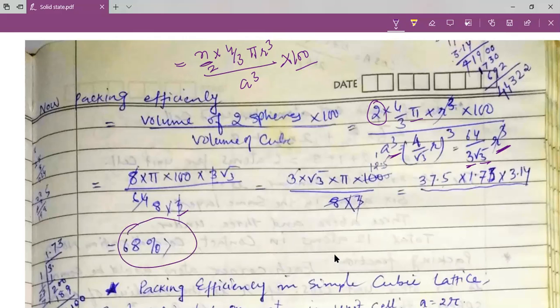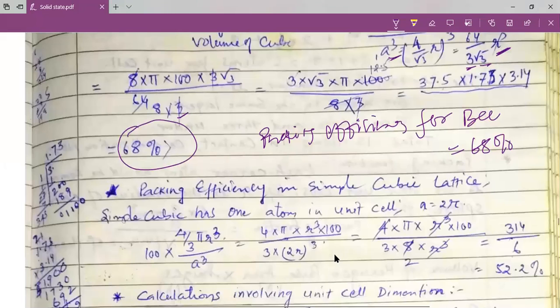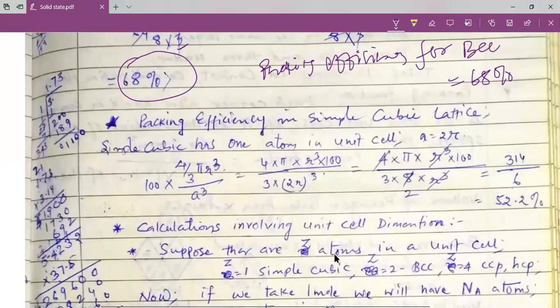So by doing all this calculation, my dear students, the packing efficiency for body centered cubic cell is approximately 68%. That is what we get. So packing efficiency for BCC we have now calculated.